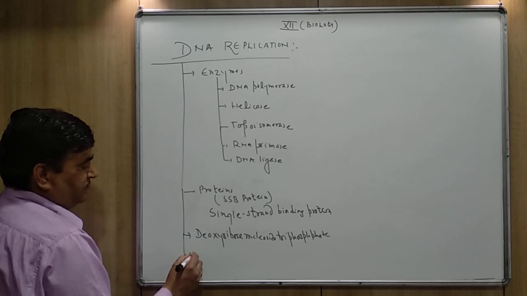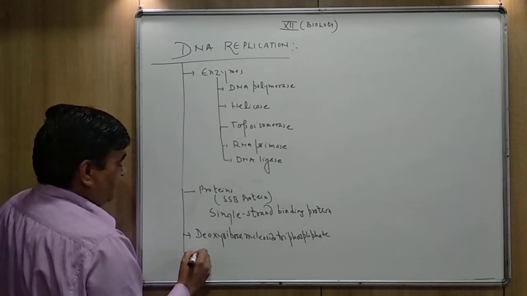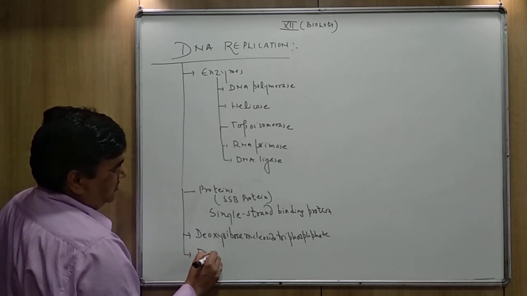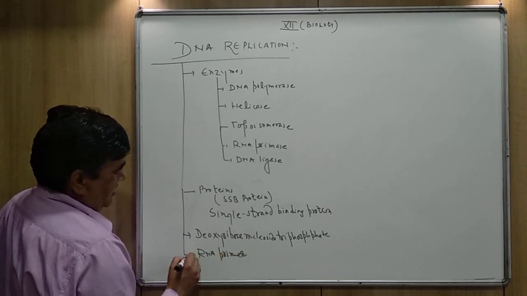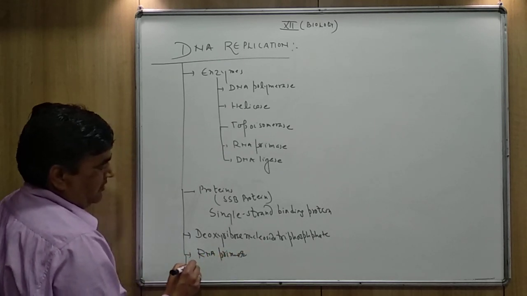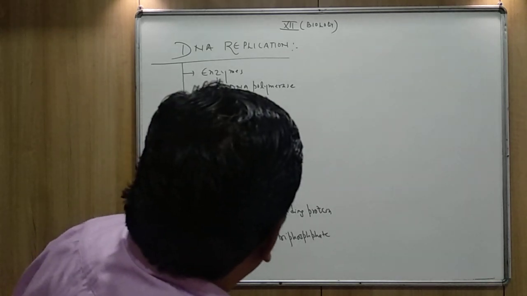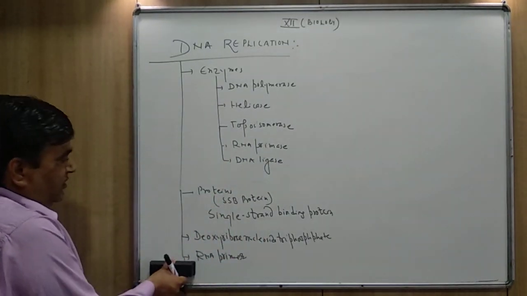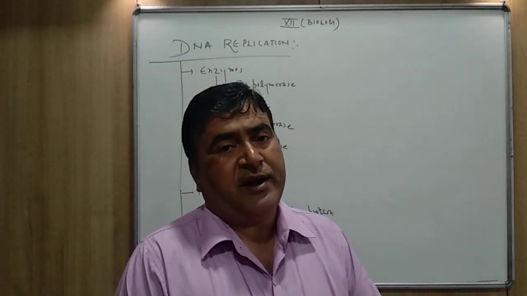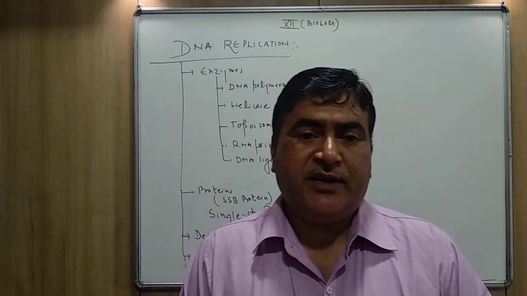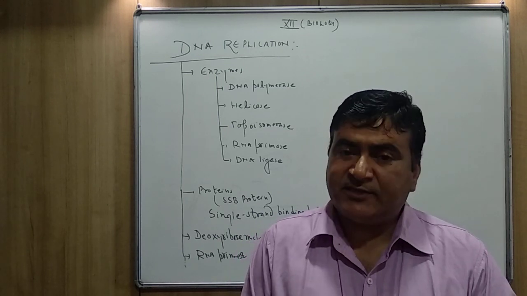Then you will see the RNA primer is also required, RNA primer, and RNA primase I have already written here. So these all are the materials which are required during the process of DNA replication. I will explain the function.